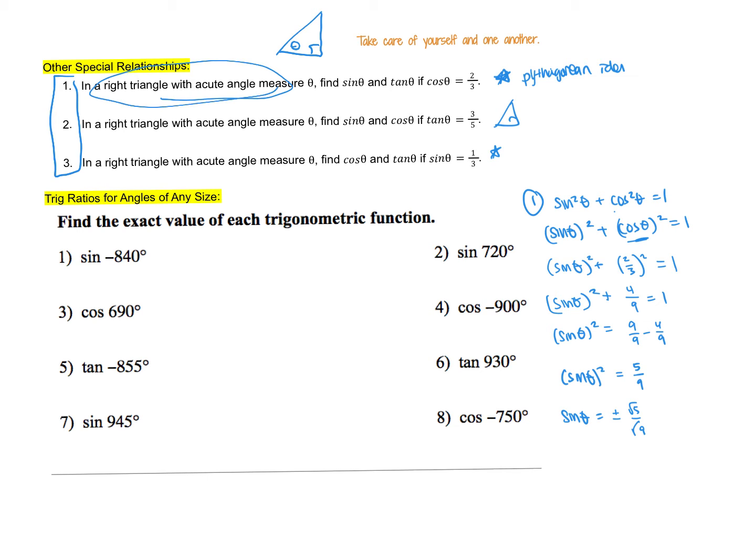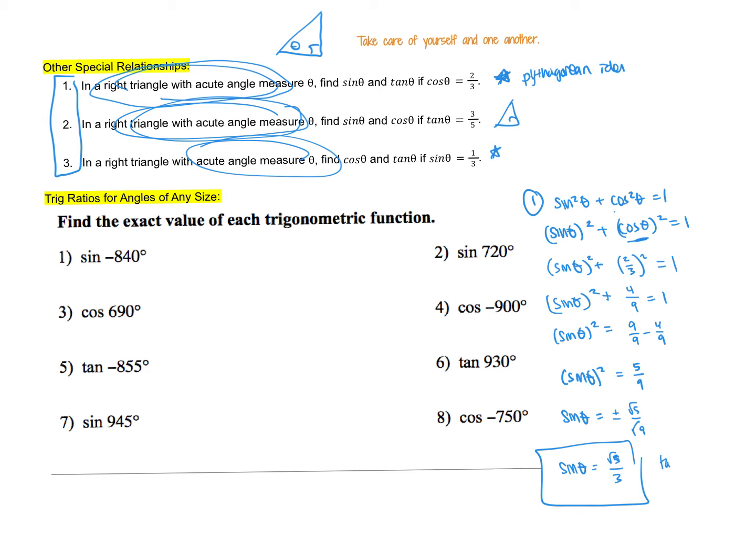All of these say it's an acute angle. So this is going to just be in the first quadrant where everything's positive. So sine theta equals positive root 5 over 3. That's sine. Now to find tangent, what we can do is do sine theta divided by cosine theta. So sine is root 5 over 3 divided by cosine, which is 2/3. Since the denominators are the same, we'll just end up with root 5 over 2. Okay, so that's using the Pythagorean identity.